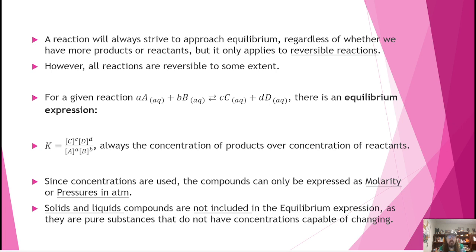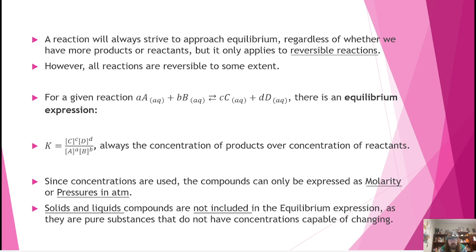Now, a reaction will always strive to approach equilibrium, regardless of whether we have more products or more reactants in equilibrium. But it only applies to truly reversible reactions. As I said, most reactions are reversible to some extent, so we're going to use the double arrows pretty much from now on, the arrow going forward and the arrow going backwards.